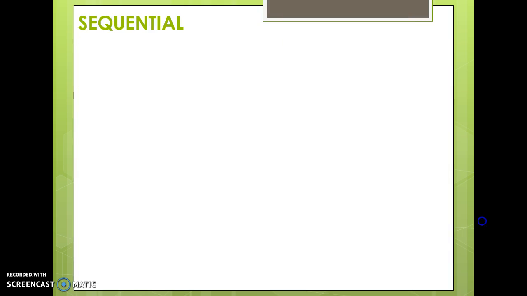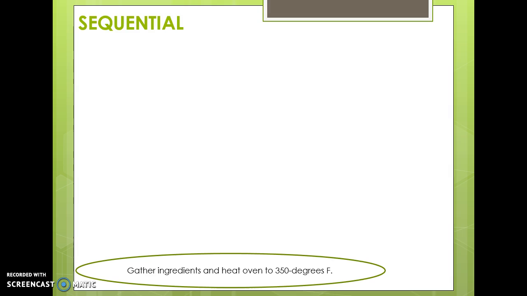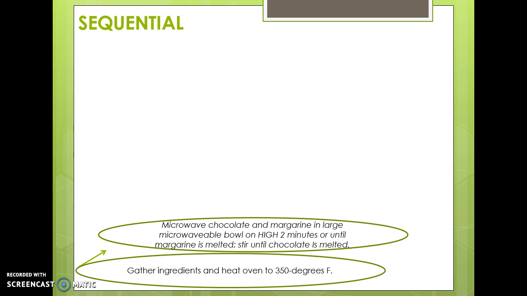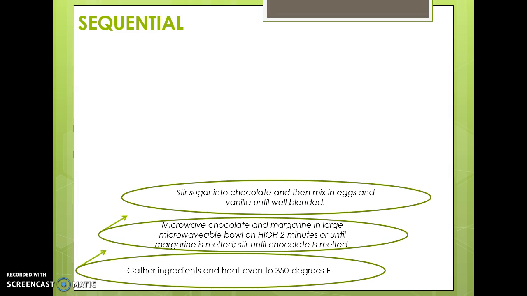This is sequential order. First, you gather ingredients and heat the oven to 350 degrees Fahrenheit. And then we have to microwave the chocolate and the margarine. Next, you stir sugar into the chocolate and mix in eggs and vanilla until well blended.